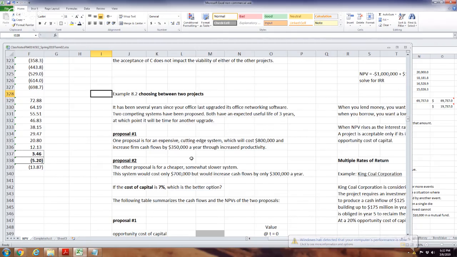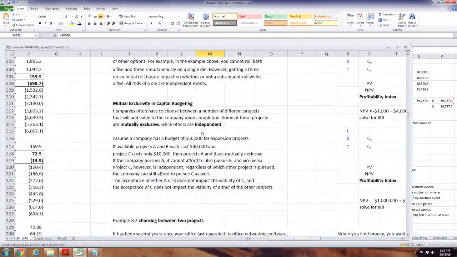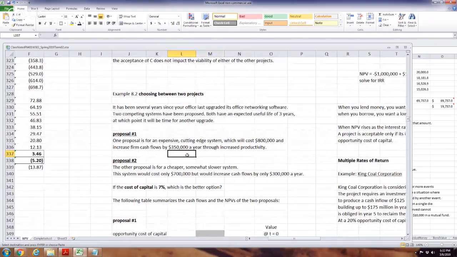Let's say both have an expected useful life of 3 years. So you could just pick it up right here. That's what we're going to do. You're going to go here. It's going to be equals minus 800, 1, 2, 3, plus, you're increasing the cash flow for 3 years at 350, 1, 2, 3.